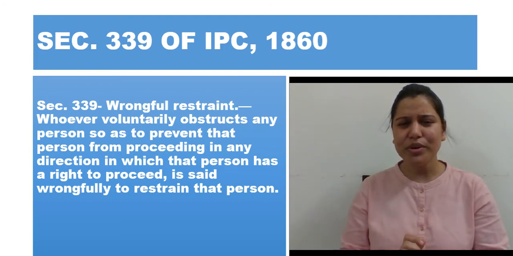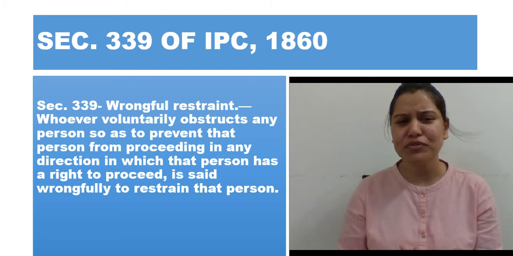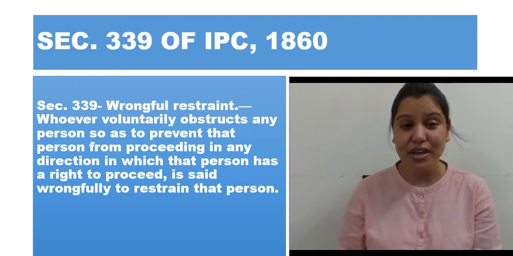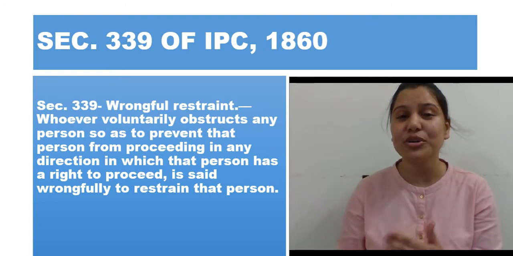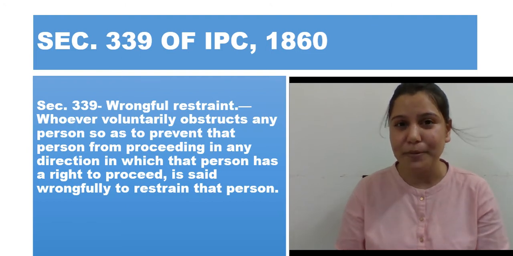The section says, whoever voluntarily obstructs any person so as to prevent that person from proceeding in any direction in which that person has a right to proceed is said to wrongfully restrain that person.